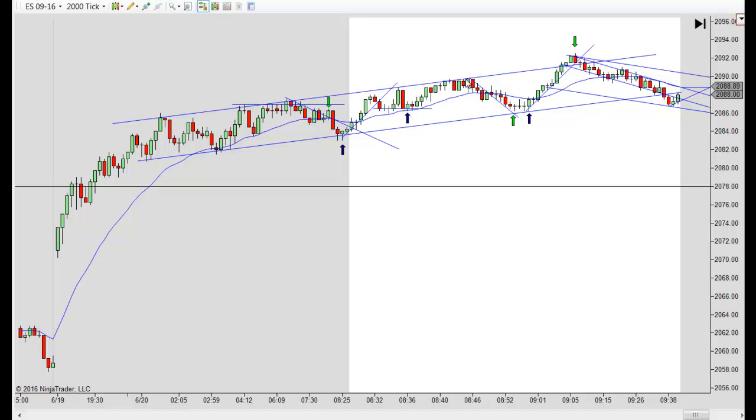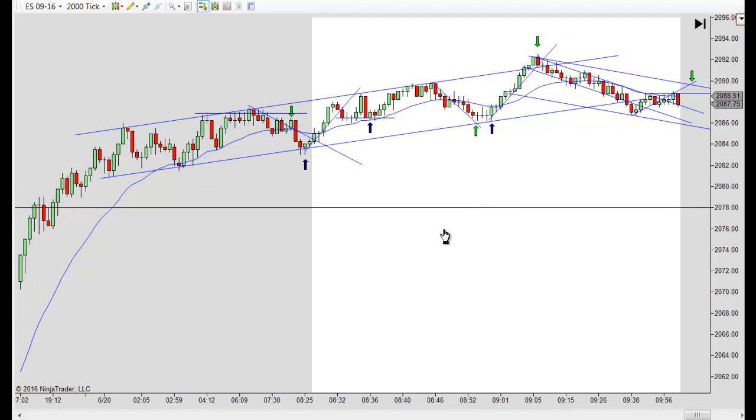And it's probably going to touch here and bounce, but it doesn't. It can't even get below the EMA. So I like going long there on that trap. That's a nice trap. It's another nice trade.